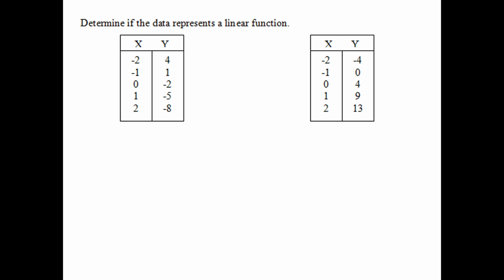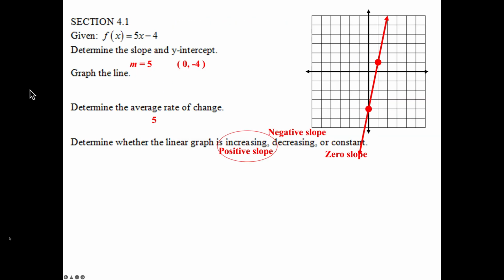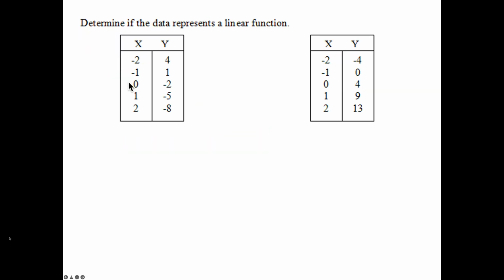Next, we're going to look at data. Here's a couple of tables, and we determine if each represents a linear function. And again, we can use our average rate of change. Looking at your x column, notice that from negative 2 to negative 1, I increased by 1. Negative 1 to 0, I increased by 1. 0 to 1, I increased by 1. And the same is true with 1 to 2.